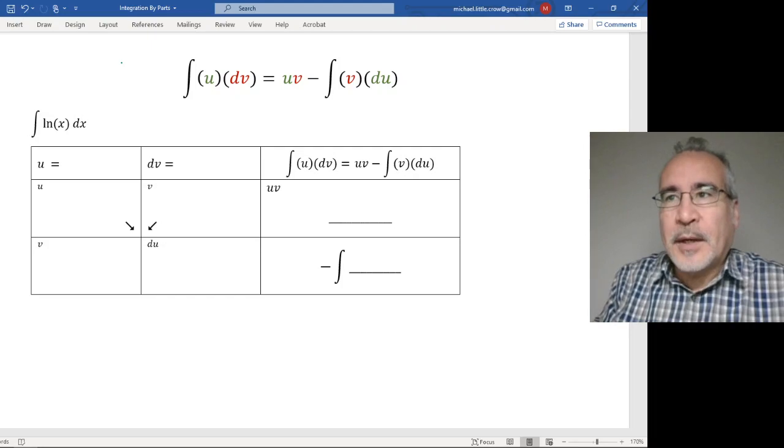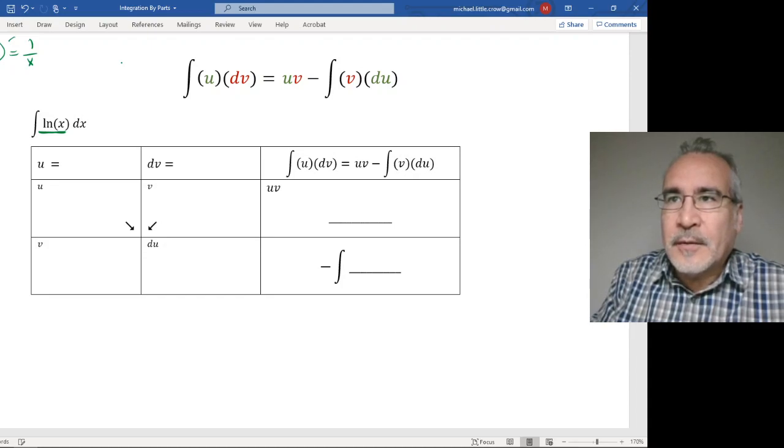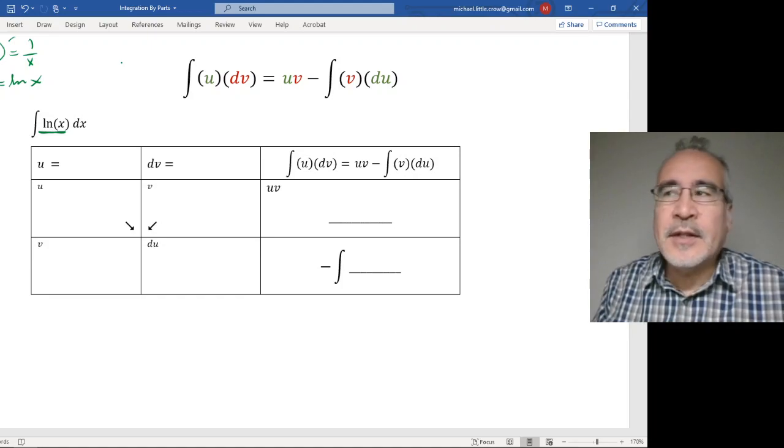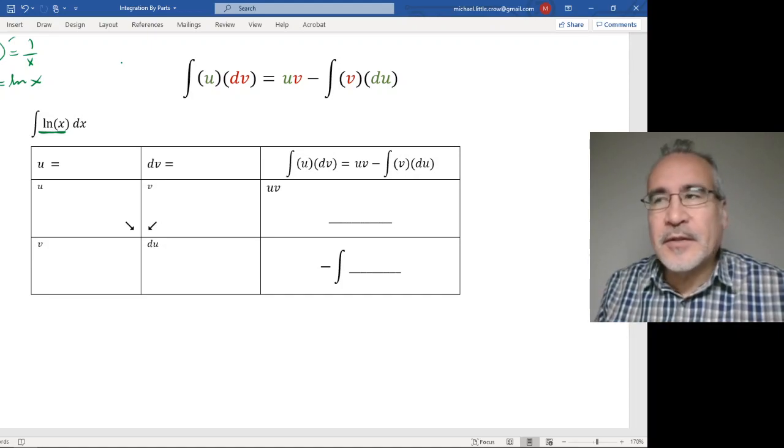So the first part of integration by parts is to break it down into parts. When we have natural log of x, we know the derivative of natural log of x is 1 over x. And when we integrate 1 over x, we get natural log of x. But we have never done what happens when you integrate natural log of x. The reason is it can't be done directly. It needs to be done with integration by parts. So now we can do it.